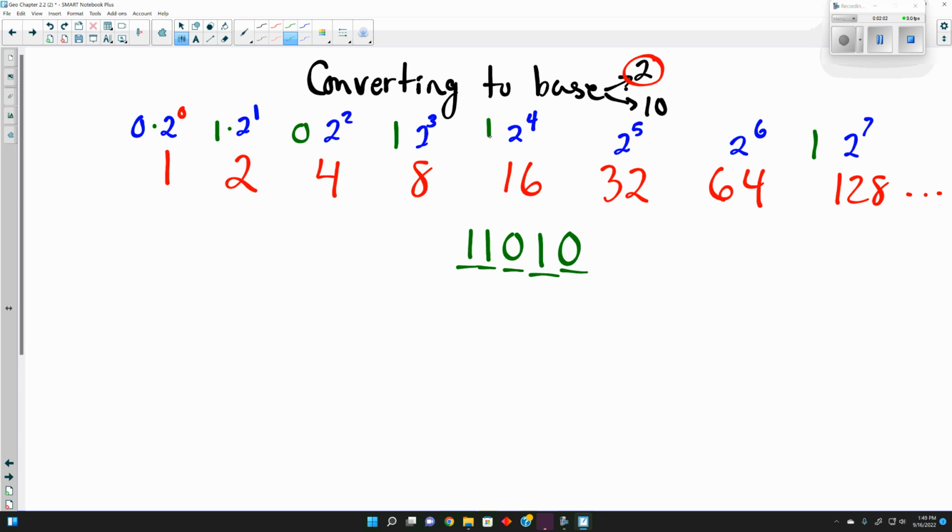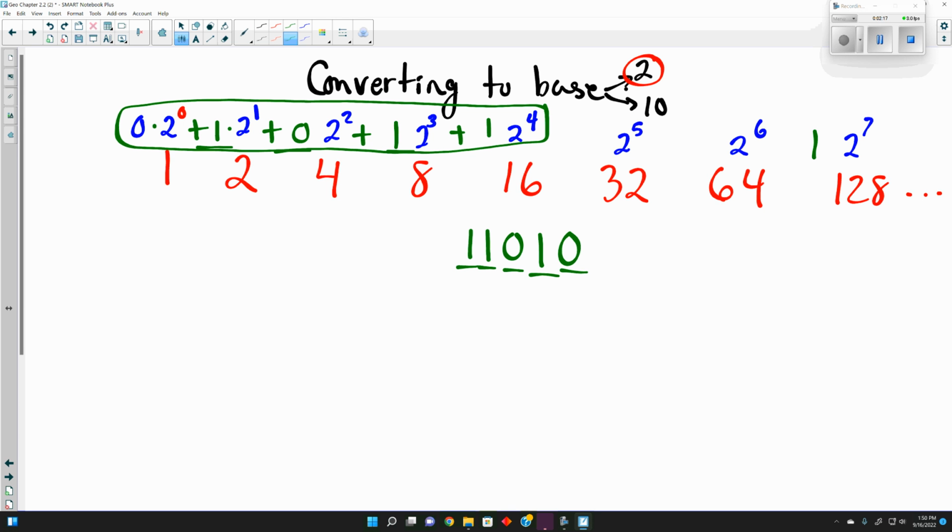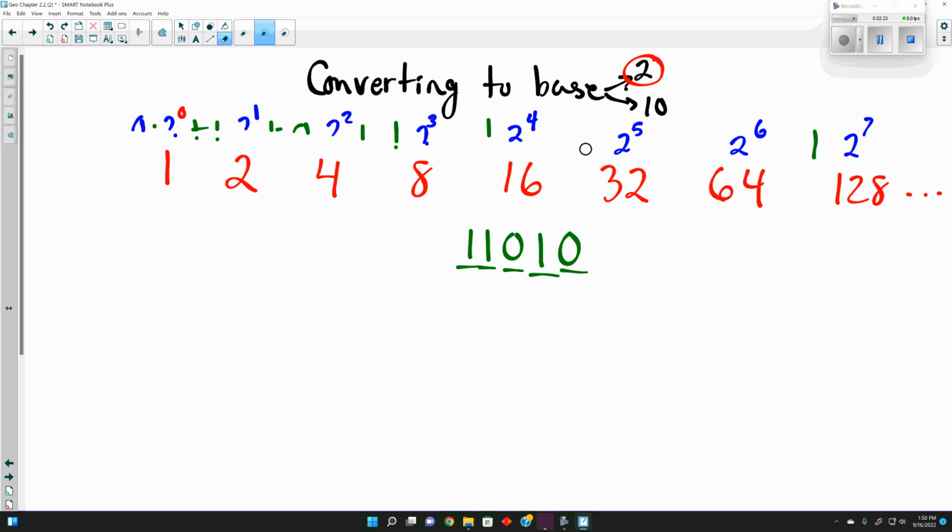And normally when we do this, we would have to add all of these together and simplify that out, because we would do 1 times 2 to the fourth, plus 1 times 2 to the third, plus 0 times 2 squared, plus going through each one of these. But we don't have to do that. We don't even have to mess with any of this.